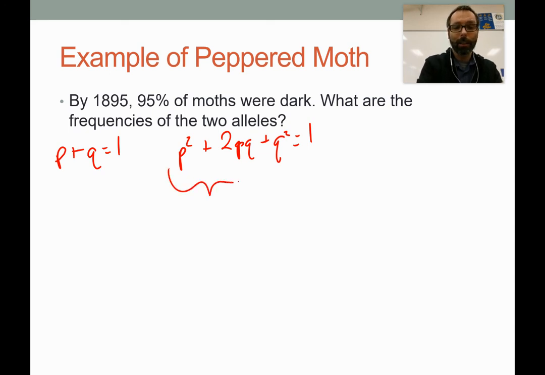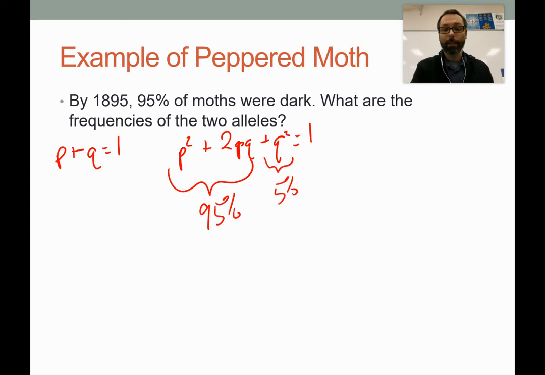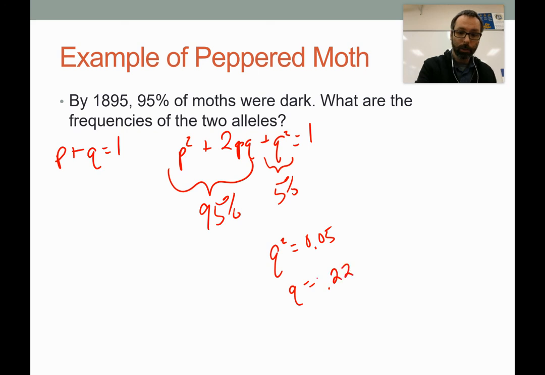So I guess I could have left that up there. If 95% of them are dark, then that, of course, means that 5% of them are light, right? Still light moths out there. So now we know that q squared is 5%. So that means that q is equal to, what would it be? 0.22, I believe. I'm going off of work I did before. I might be wrong, but I'm pretty sure that's what it is. Then that would mean that p is equal to 0.78.